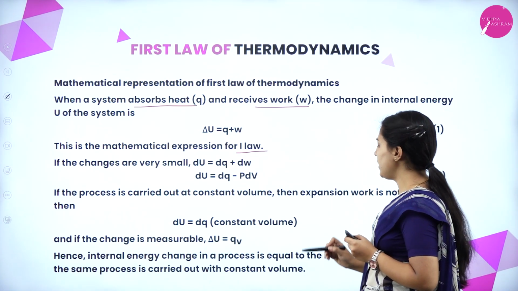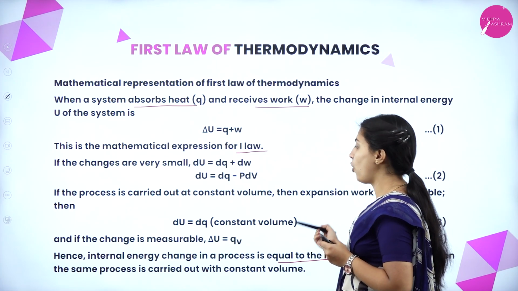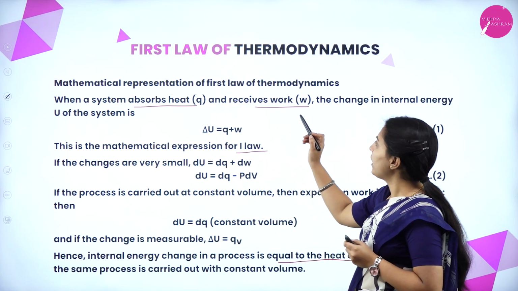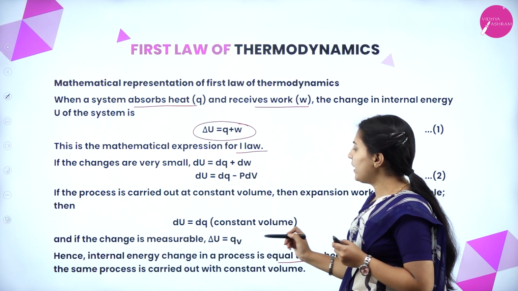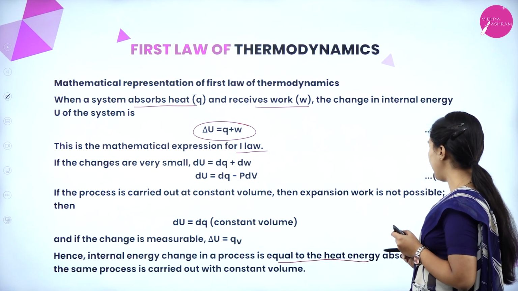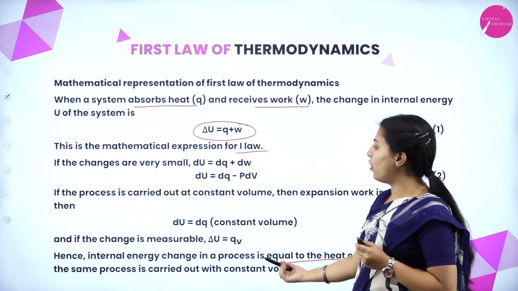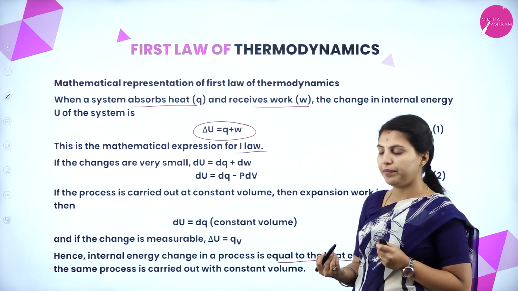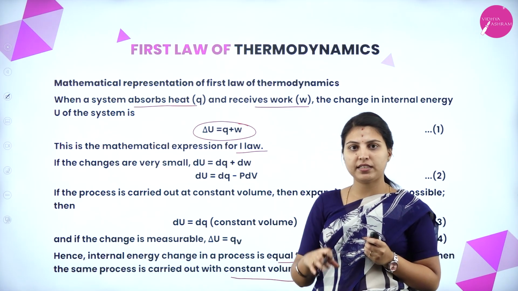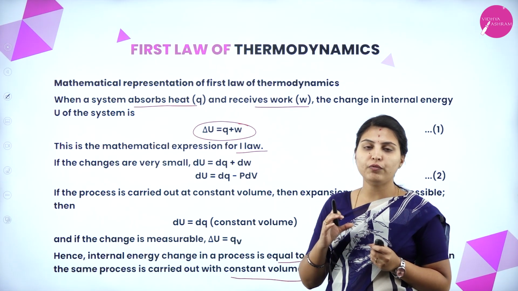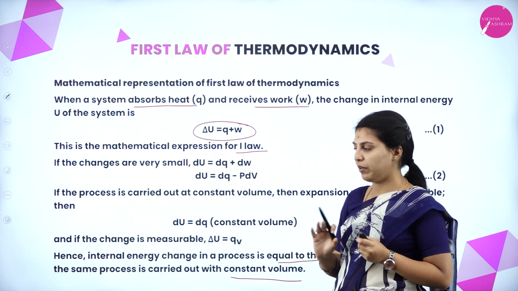Hence, internal energy change in a process is equal to the heat energy absorbed when the same process is carried out with constant volume. By taking the first law of thermodynamics expression, they have concluded that internal energy change in a process is equal to the heat energy absorbed. How much heat energy has been absorbed by the system, that much the internal energy will keep on changing when the same process is carried out with constant volume. Heat is being absorbed, the system is there, internal energy is getting changed, but the volume was constant throughout the process. Only internal energy and heat are variables.